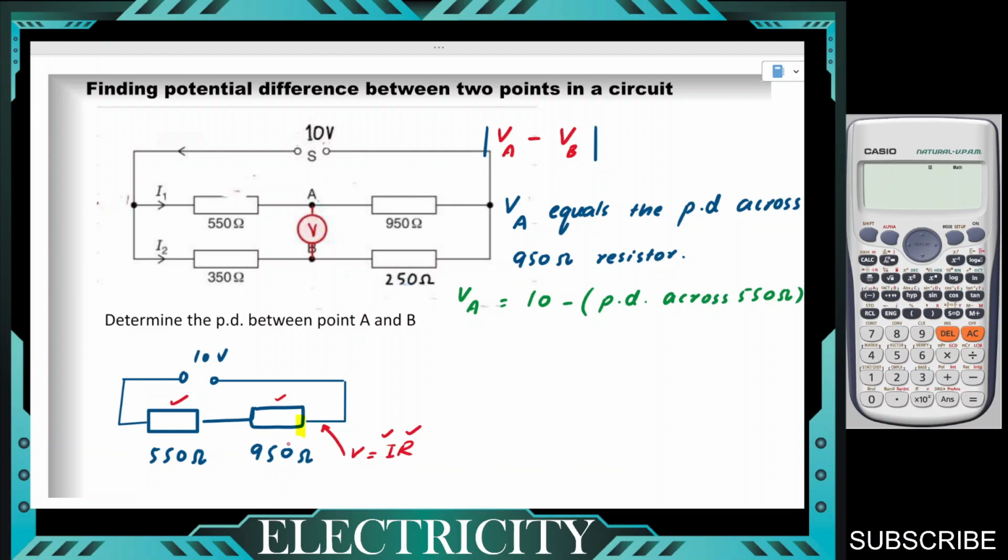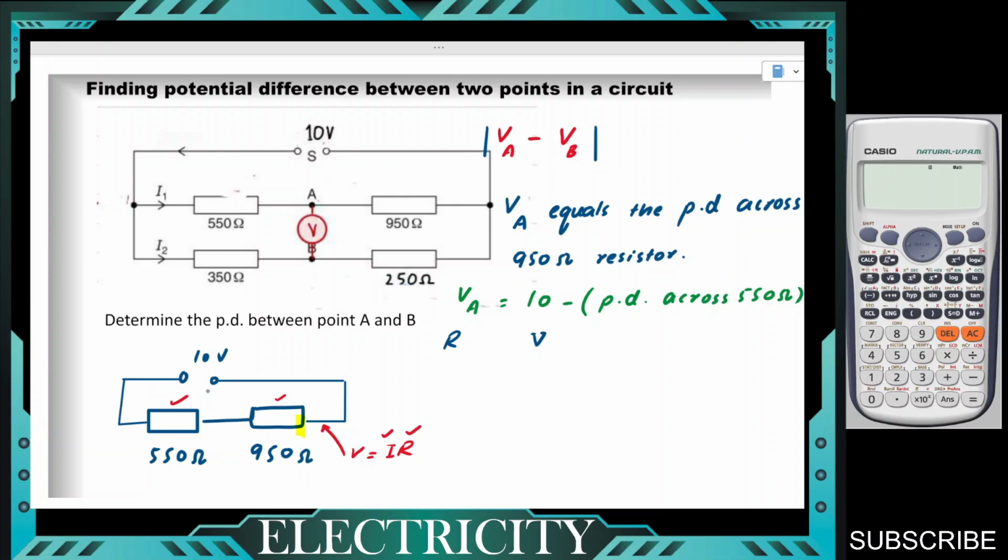So what I'm going to do is, because at this stage I have not explained the potential divider formula, I'm going to use a ratio method. That's my favorite one, cross multiplication. Favorite one because the students find this one very convenient. So you write resistance on one side and voltage on the other side.